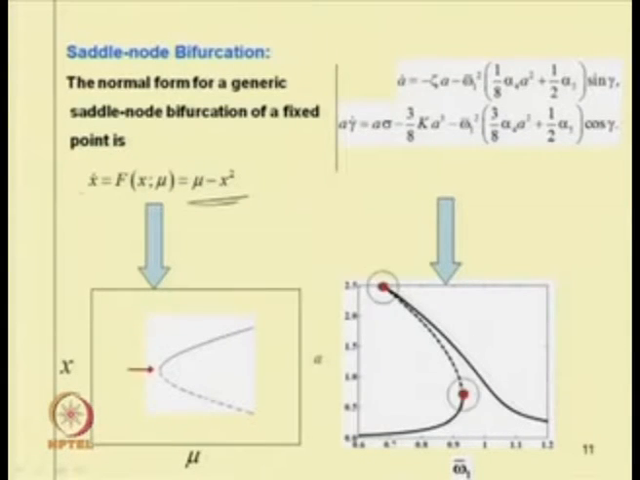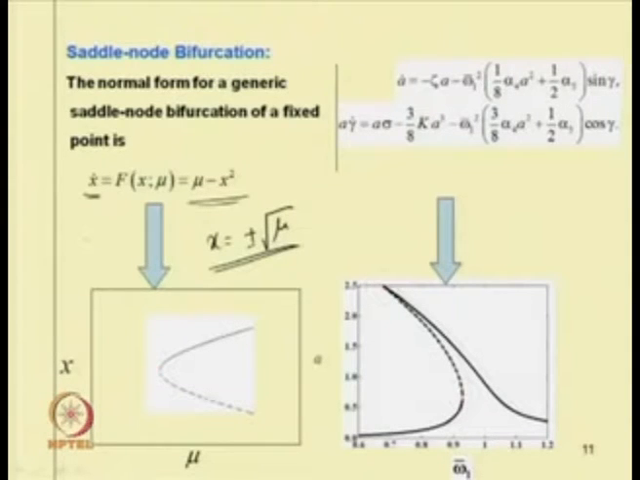If one plots by putting x dot equal to 0, one can obtain x equal to plus minus root mu. For negative values of mu it has no solution, and for positive values of mu it has two solutions, plus and minus. So x will be equal to plus minus root mu. If one finds the eigenvalue in this case, the eigenvalue can be obtained by differentiating this equation.